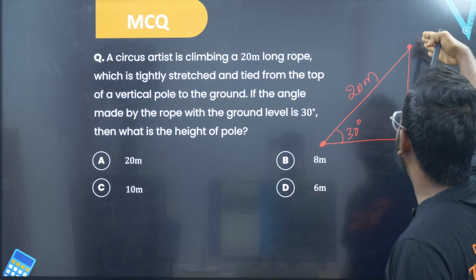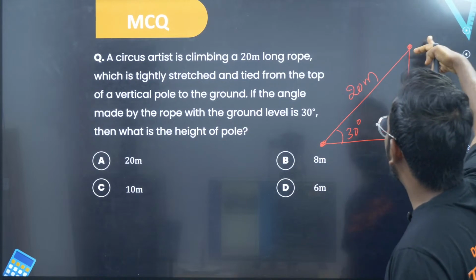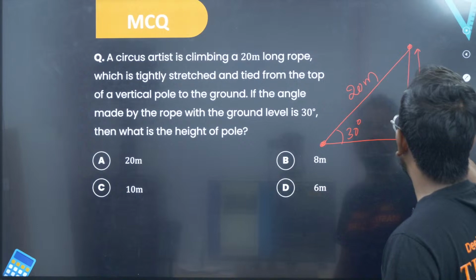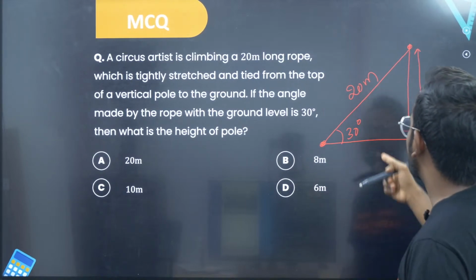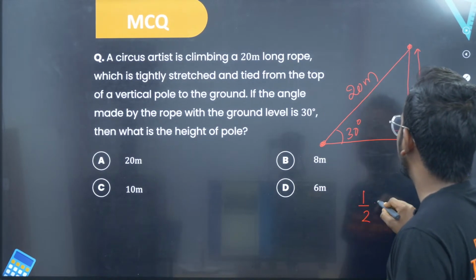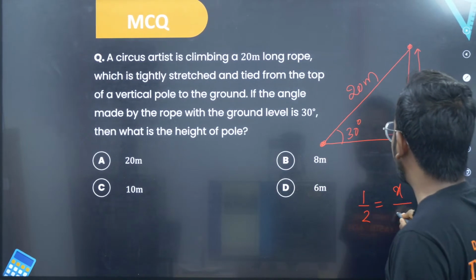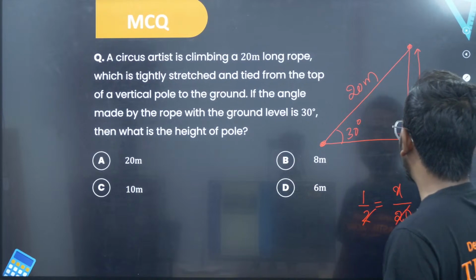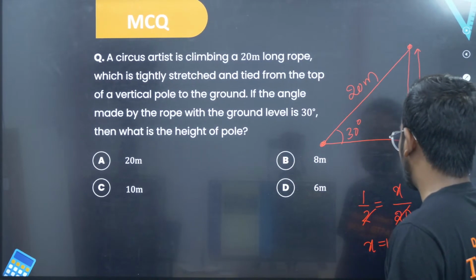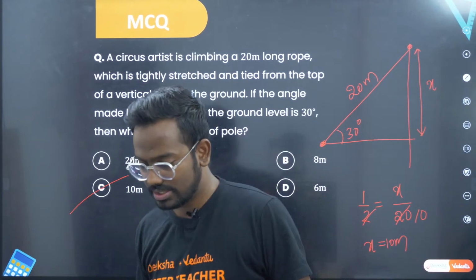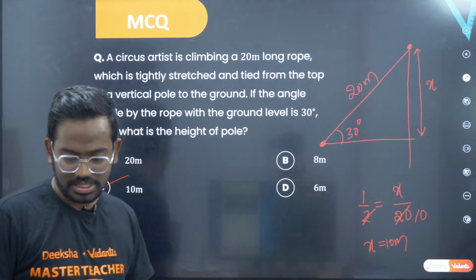Height will give you, see, the hypotenuse is given. You are supposed to find the opposite side. Apply sin theta. So sin 30 is 1 by 2, sir. This is equal to opposite, that is x, divided by 20, sir. Very simple. 2 ones are 2, 10 times. So x is equal to 10 meter. Again, a very, very simple question. Okay, sir, got it.